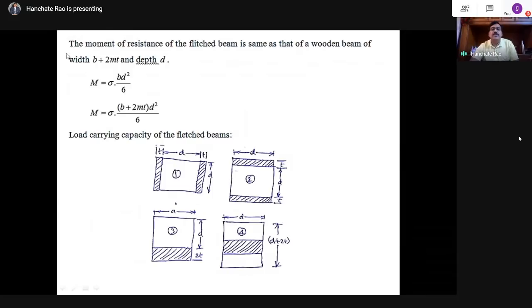From this you can find out the moment of resistance. Moment of resistance M is equal to sigma into section modulus. So M is equal to sigma into B D square by 6. So B becomes B plus 2mT, because the thickness is T on each side, into D square by 6. This is what we call the equivalent section, converting that into an equivalent section.